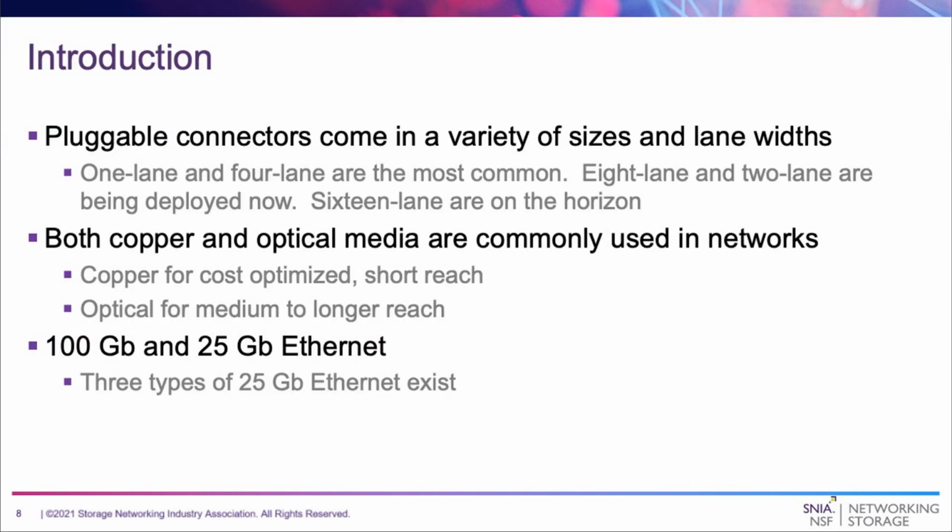For my section, we're going to discuss pluggable connectors, because pluggable connectors come in a variety of sizes and lane widths. The 1-lane and 4-lane connectors are the most common. However, the 8-lane and 2-lane connectors are coming into deployment today, and we see a path to 16-lane on the horizon. There's both copper and optical media used in networks today. Now, copper is focused on cost and short reach, whereas the optical medium steps in for longer reaches. And then we're going to talk about 100 gigabit and 25 gigabit Ethernet, specifically the 3 types of 25 gigabit Ethernet that exist today.